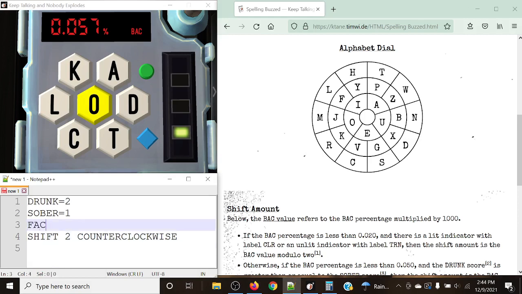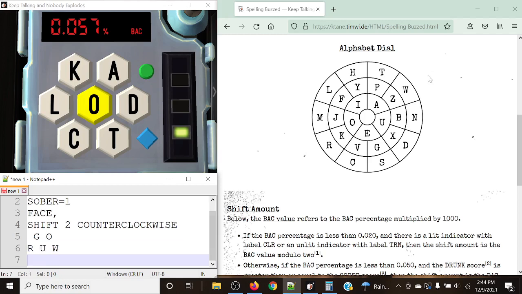Now remember, we submitted face last time. However, let's see what we get this time. So Kilo 2 counterclockwise will take us to Golf. Alpha 2 counterclockwise will take us to Oscar. Lima 2 counterclockwise will take us to Romeo. Oscar 2 counter will take us to Uniform. Delta 2 counter will take us to Whiskey. Charlie 2 counter will take us to Delta. Tango 2 counter will take us to Lima, and that'll be it.